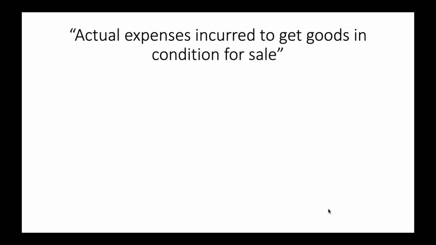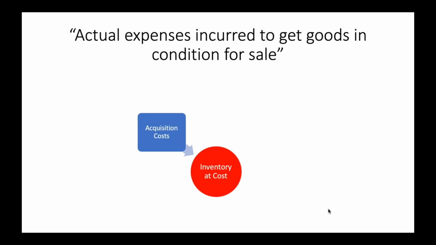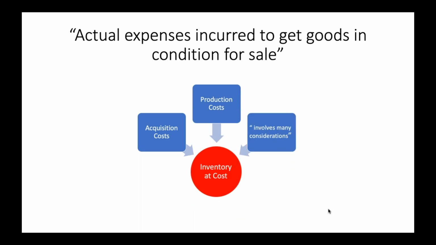So much like every other number on the balance sheet, inventory must be stated at cost. And what the accounting pronouncement says is that it's the actual expenses incurred to get the goods in condition for sale. This includes how much you have to pay to buy the material that you use and produce, the production costs, and what's really, really interesting about what GAAP says, it involves many considerations.